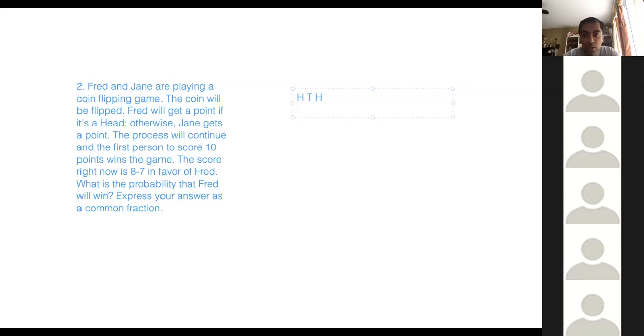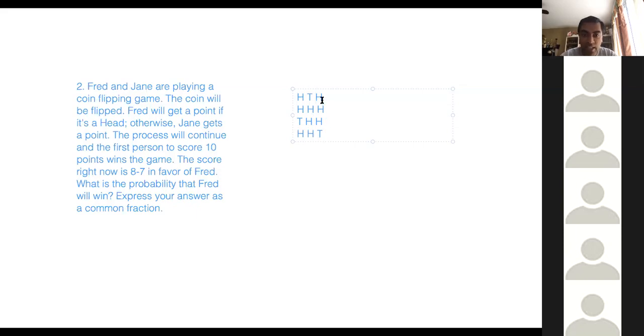Okay, good. So which were the 4 that would make Fred win? Heads, tails, heads; heads, heads, heads; heads, heads, tails; tails, heads, heads.